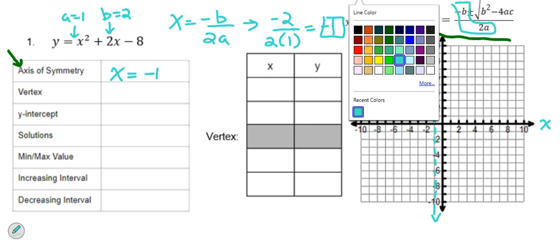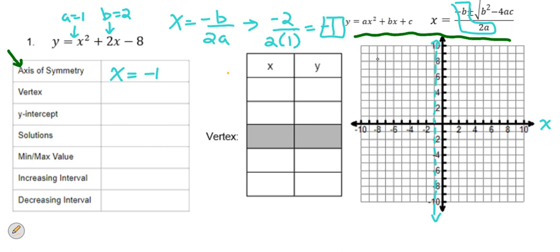Okay, well, the really cool thing is the vertex. Let's switch colors. The vertex is going to be located on this axis of symmetry. We know the vertex is going to have the x value of negative 1. Now, what's the y value? Two ways to do that. You could either plug in negative 1 every single time you see an x, or you can let your calculator do the work. So let's remind ourselves how you let the calculator do the work.